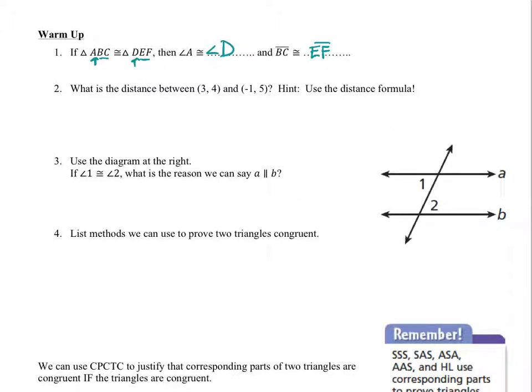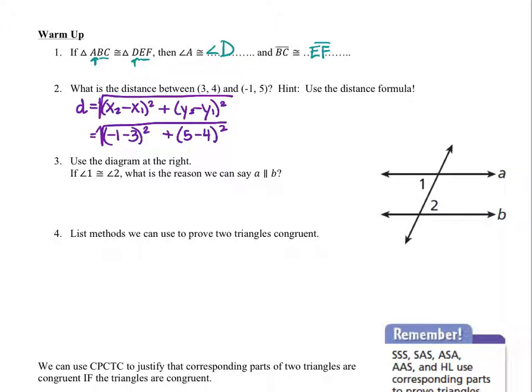Question number 2 says, what is the distance between (3, 4) and (-1, 5)? We have a hint that says use the distance formula. You may recall the distance formula. I have listed it here. What we're going to do now is plug in the points. Remember, always start out with the formula, then show substitution, and now we can do the math. So we know -1 minus 3 gives us -4. When we square -4, we get 16. 5 minus 4 is 1. When we square 1, we get 1. We're going to say the distance then is the square root of 17.